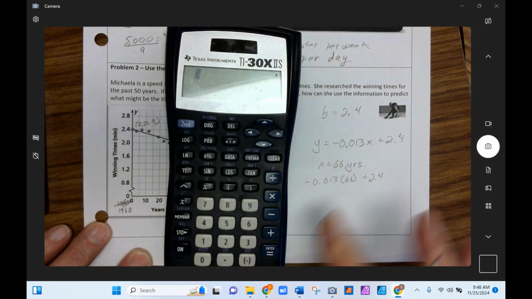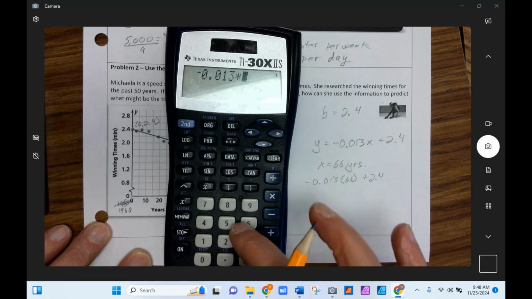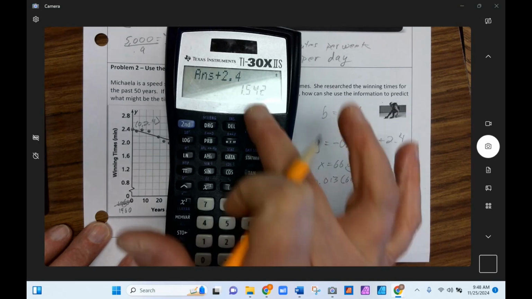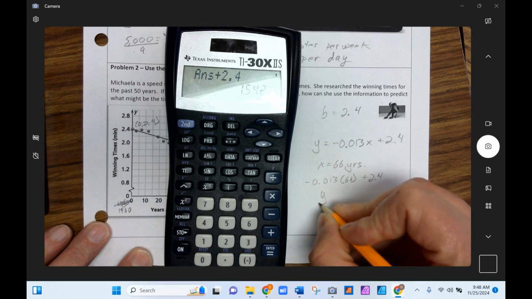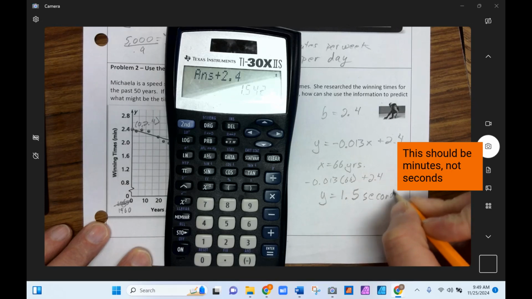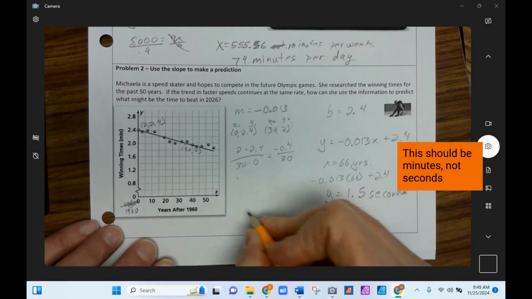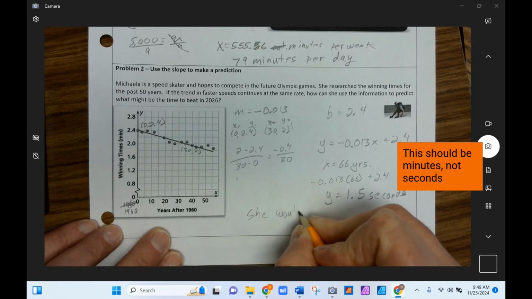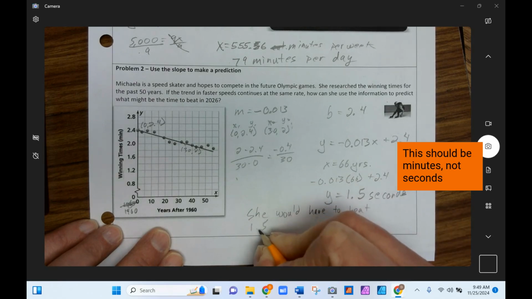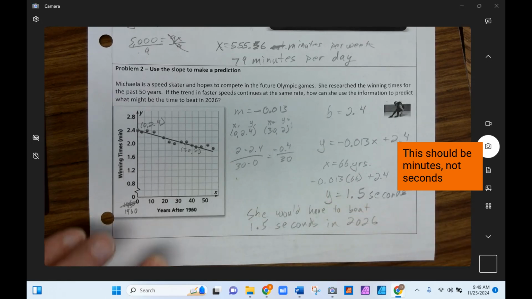So negative 0.013 times 66 is that, and then we add 2.4 to it, and we get 1.542. Let's say 1.5 seconds. So basically that's the time to beat in 2026, according to this data, is 1.5 seconds, right? She would have to beat 1.5 seconds in 2026.